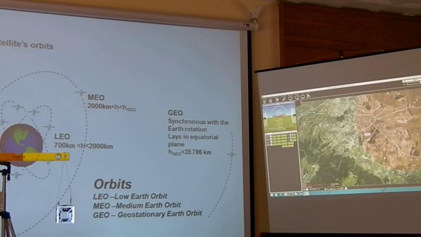The next orbit is the so-called MEO orbit, medium orbit, which is at more than 2,000 kilometers. And the most popular orbit, as I said previously, is the GEO orbit, which is synchronized with the Earth's rotation, but it is only one orbit, not many. It is on the equatorial plane of the Earth, at a height of 35,786 kilometers above Earth.